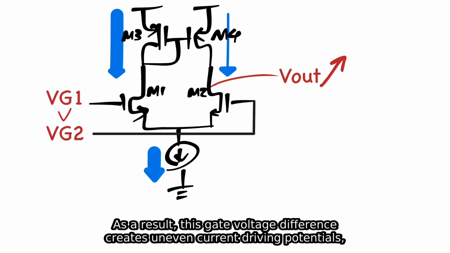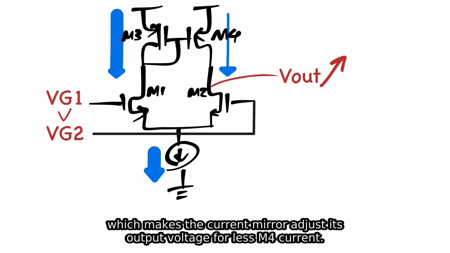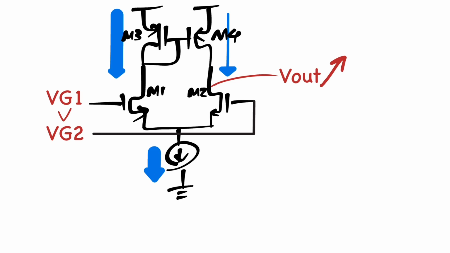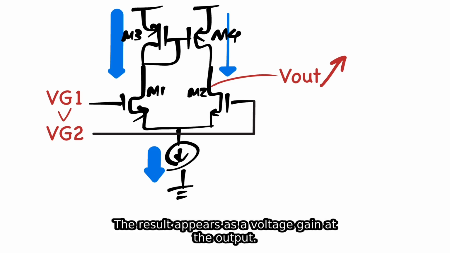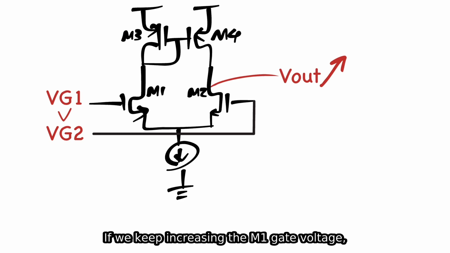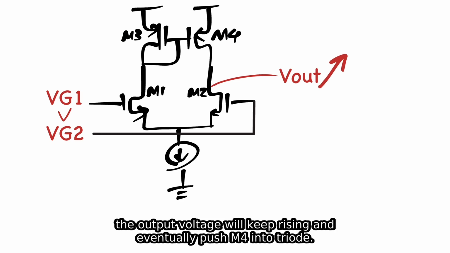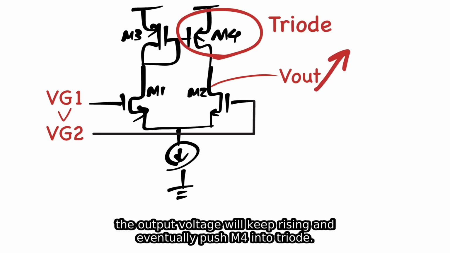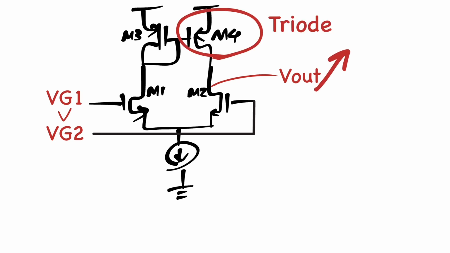As a result, this gate voltage difference creates uneven current driving potentials, which makes the current mirror adjust its output voltage for less M4 current. The result appears as a voltage gain at the output. If we keep increasing the M1 gate voltage, the output voltage will keep rising and eventually push M4 into triode.